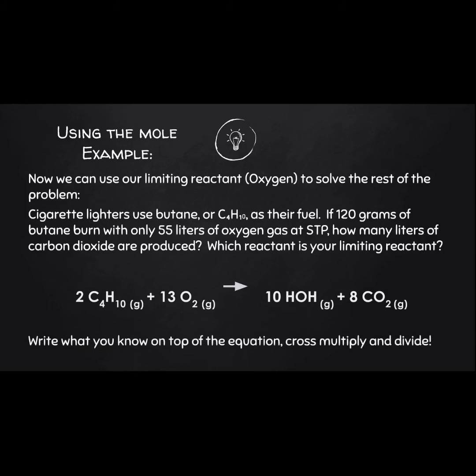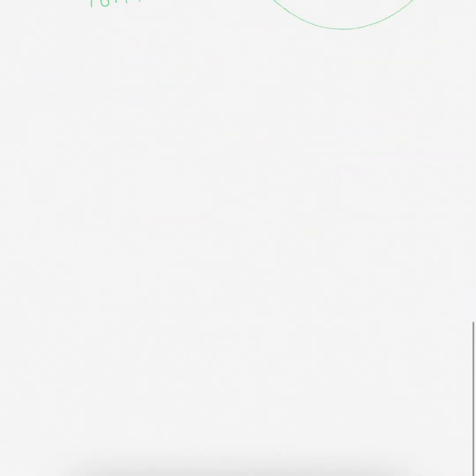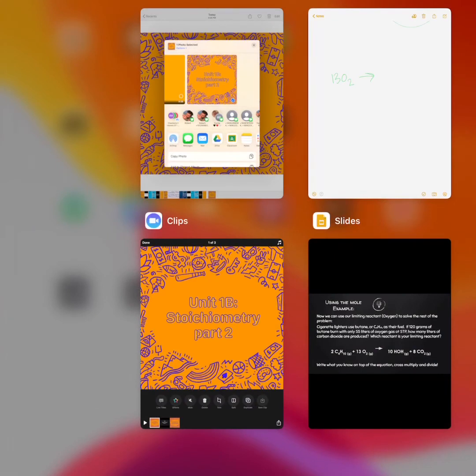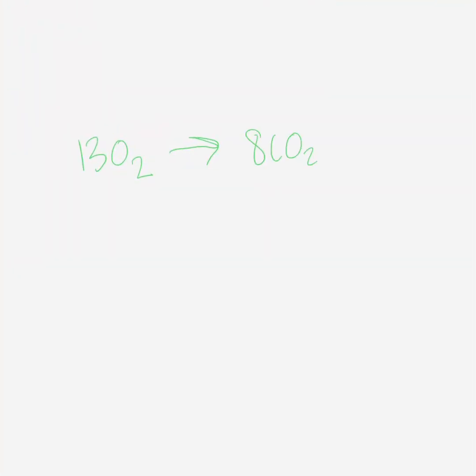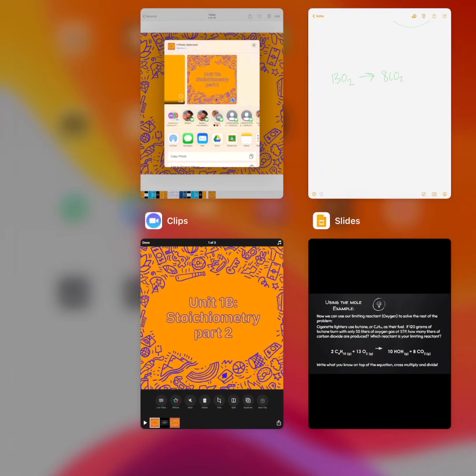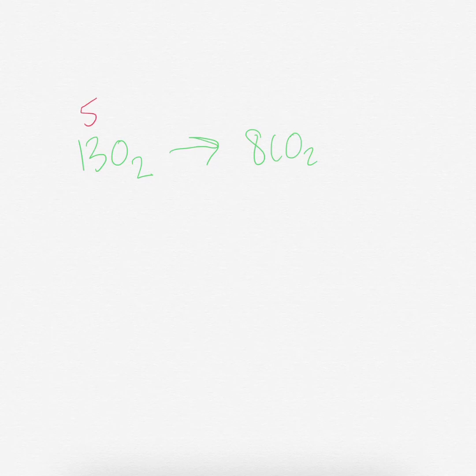So here's my problem again. Here's my equation. Now I'm going to write what I know again on the top of the equation and cross multiply and divide. So I'll write that over here. I'm only going to write down the oxygen part because I won't use butane. So I'll say 13O2. And I'm also talking about carbon dioxide, so I'm just going to put that part, plus 8CO2. Of course, you can write out that whole entire equation. I just didn't this time. I'm kind of doing a shortcut. So for oxygen, I had 55 liters, so I can write that on the top. I'm only using oxygen in this problem because it's my limiting reactant. I don't care about butane because it was not limiting. It was in excess.